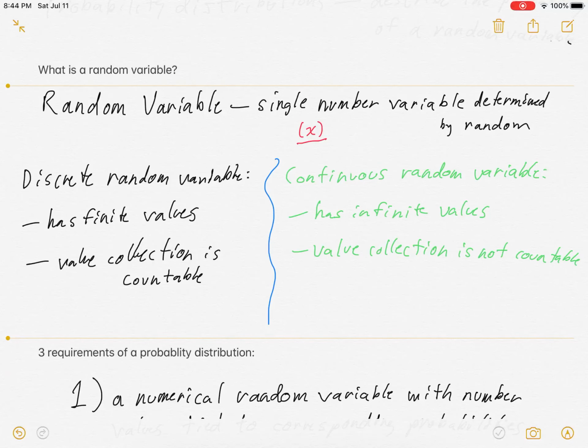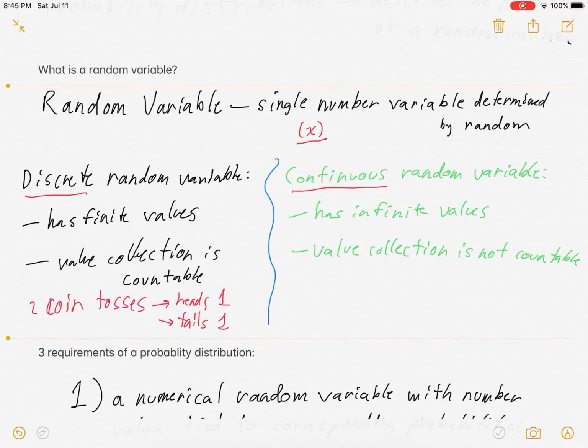And there are two different types of random variables, one being the discrete random variable and one being the continuous random variable. The discrete random variable has a finite amount of values and the value collection is countable. So like this can be two coin tosses, and you can count how many times you get heads and how many times you get tails. So let's just make it up. Out of 2 coins, you get 1 head and 1 tail.